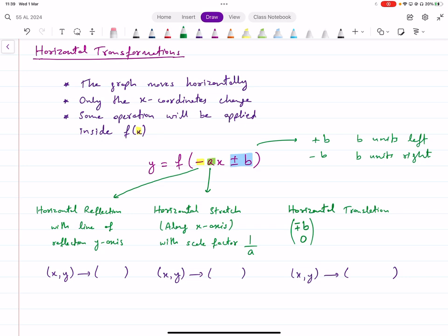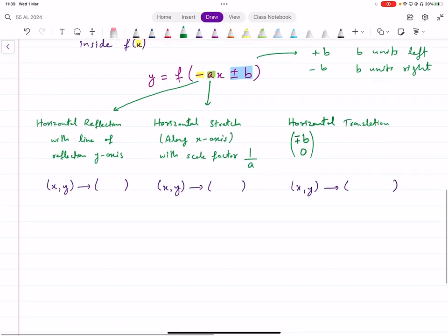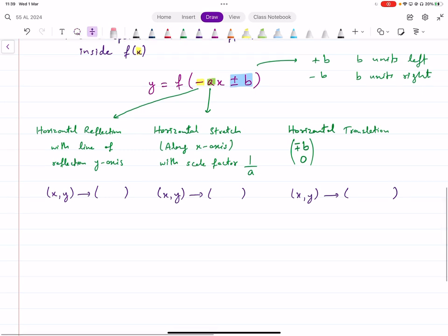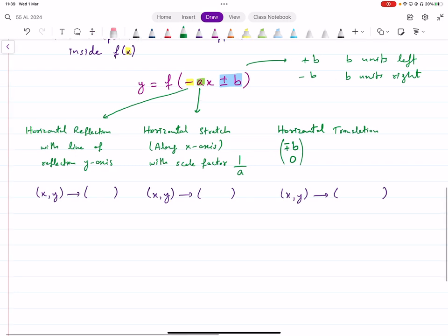Any problem with this? Let's take an example for translation.